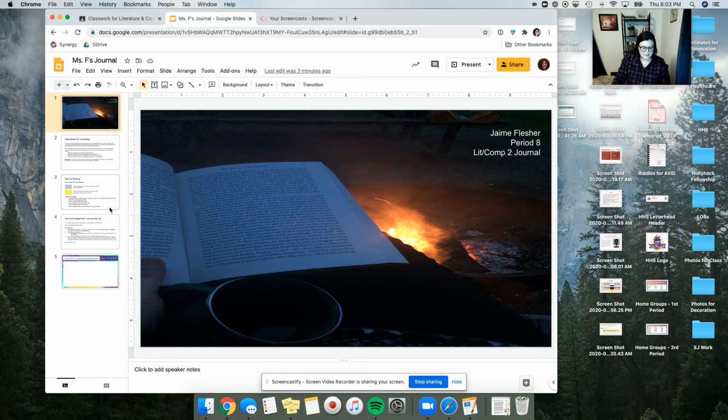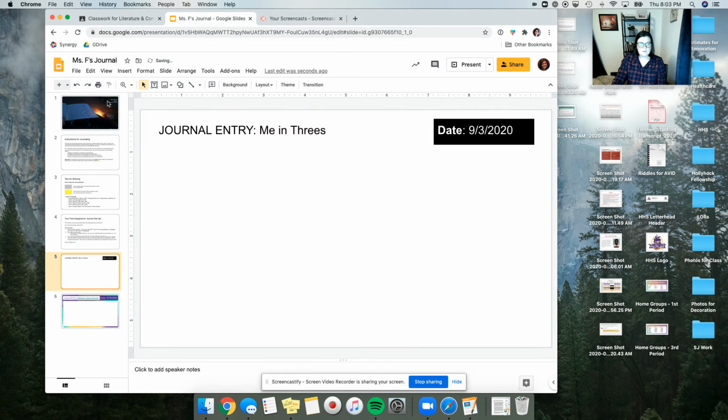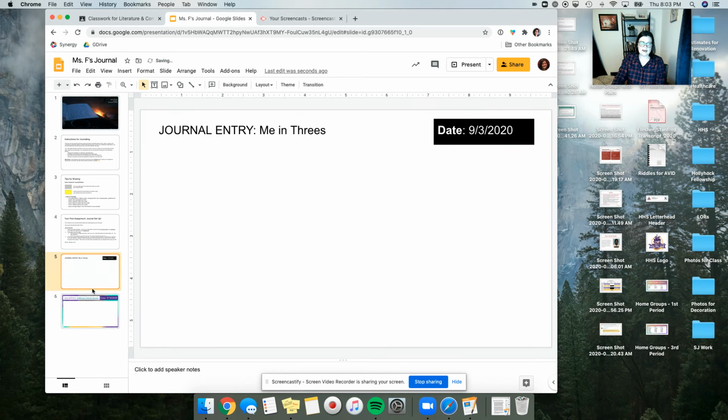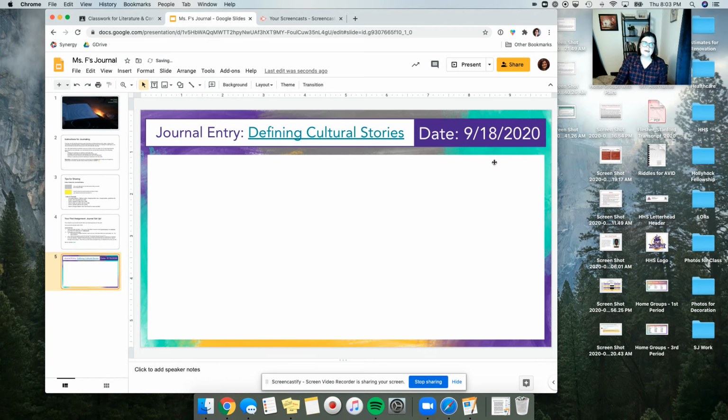At this point, many of you probably have a journal that looked like this. This one right now was a mistake. It shouldn't have been posted in your journal. So when you arrived, it should have looked like this. So all you need to do is make sure that that slide is fully highlighted and then click delete. Okay, so at this point, you should have 5 slides in your journal if you haven't added anything new yet.